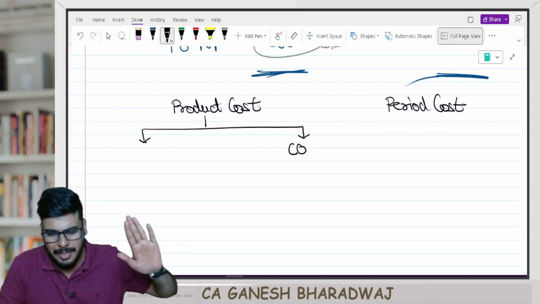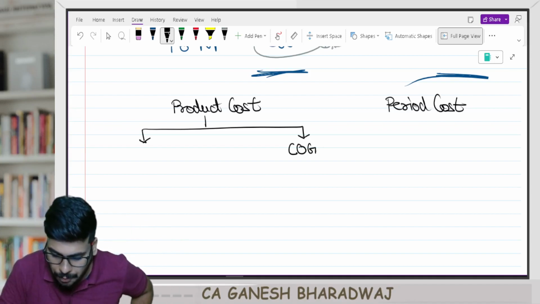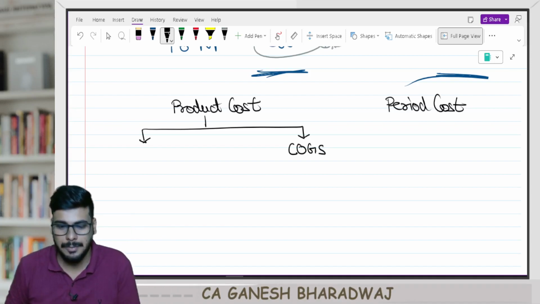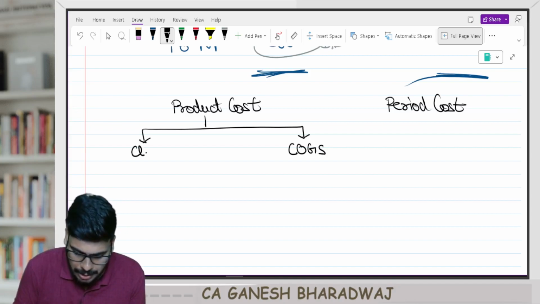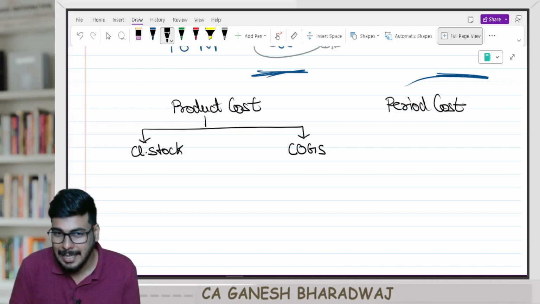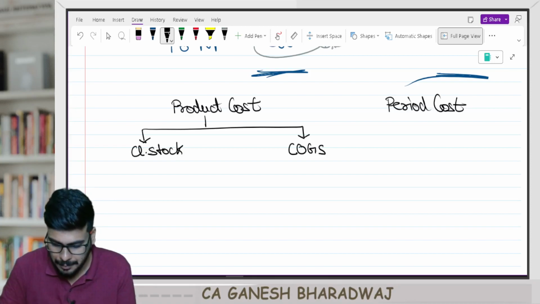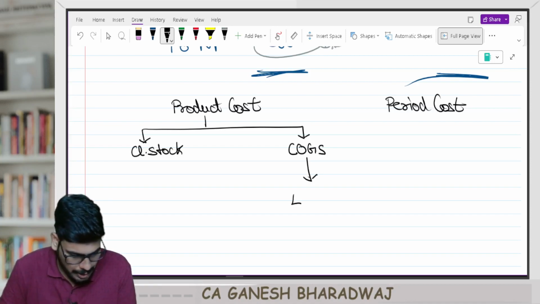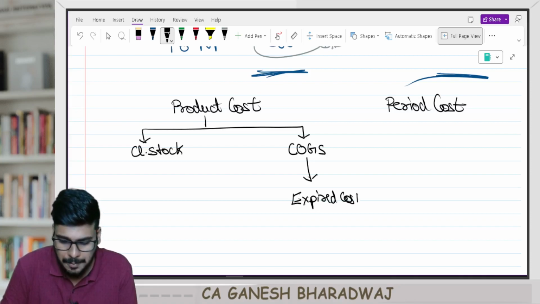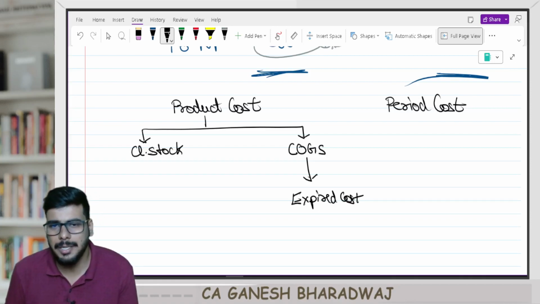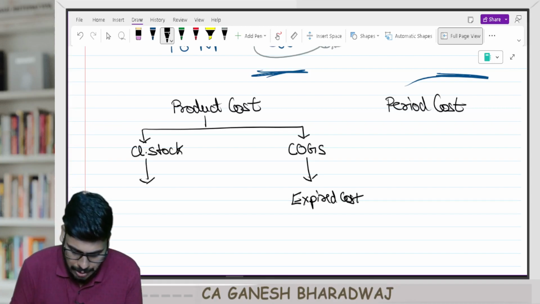You can also write it on the left side. I'm telling it for a reason. Cost of goods sold, you write it on the right side. This is your closing stock. Now I will add one more thing. Cost of goods sold expires in the current year. Write down, it is an expired cost. Closing stock, does it expire in the current year? Guys, it is an unexpired cost.